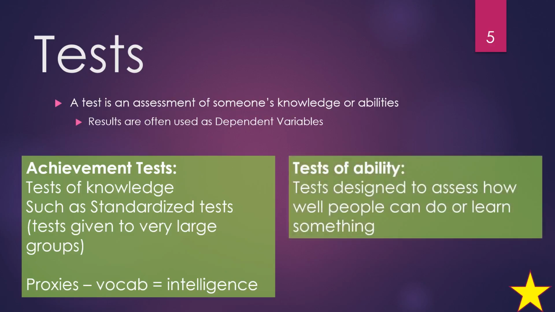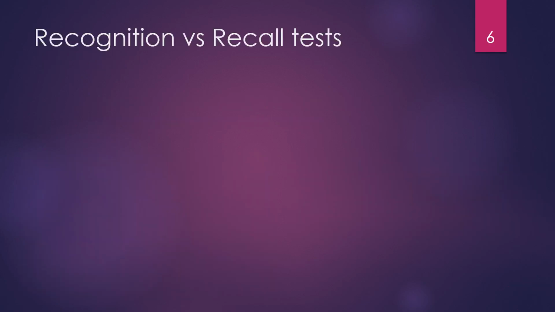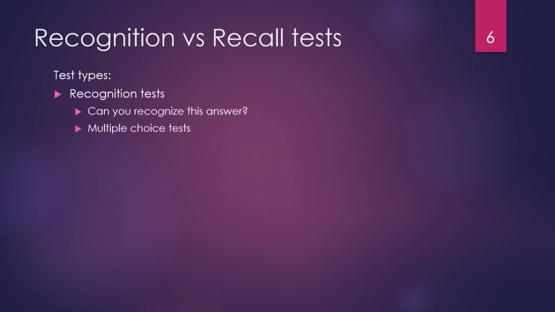Another way to think about tests, or another subsection of tests, are tests of ability, those designed to assess how well people can do things or how well they can learn things. Another way we can cut up tests is into recognition and recall tests. A recognition test is how well do people recognize answers, and multiple choice tests fit that bill really well. A recall test is can you remember an answer? Can you produce an answer on your own? That's more akin to fill in the blank tests or essay tests.